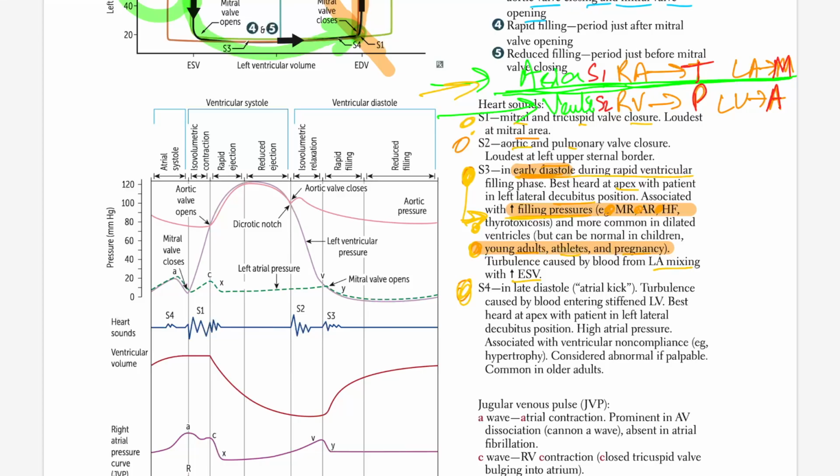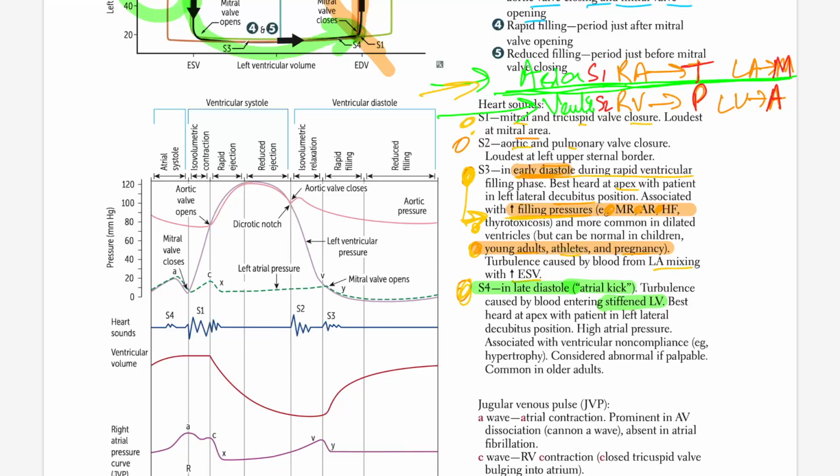Let's change color. S4 is going to be late diastole, which is known as atrial kick, right? And why would the atria kick? Because you have stiff left ventricle. So atria is going to kick the blood out, push the blood out, contract it out, due to the fact that you have stiff left ventricle, and when you're pushing against some resistance, some stiffness, there's going to be a sound that is produced. That sound is S4, which is going to be seen in late diastole.